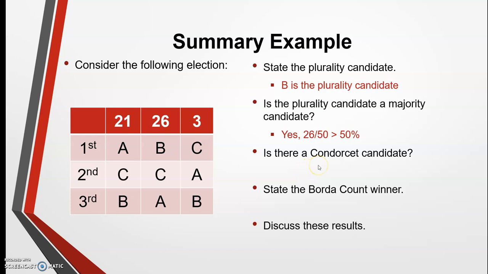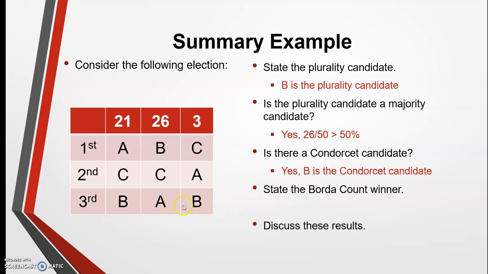Well, remember that a Condorcet candidate has to beat every other candidate in a head-to-head comparison. However, we don't have to do the comparisons here because remember, if we have a majority candidate, they've received more than half of the first place votes, and therefore they are guaranteed to beat every other candidate in a head-to-head comparison. And therefore, since B is a majority candidate, B will also be a Condorcet candidate.